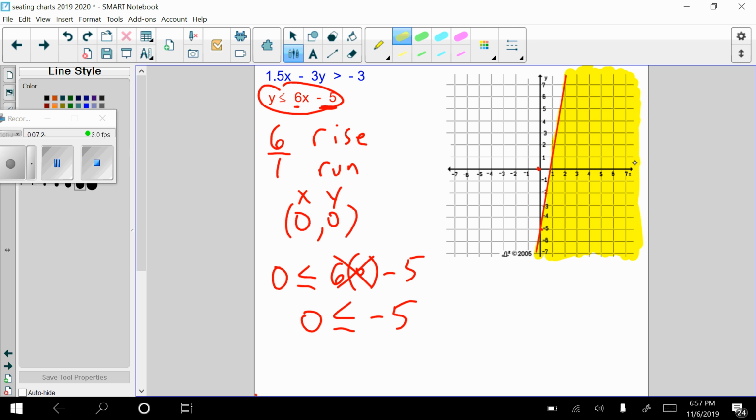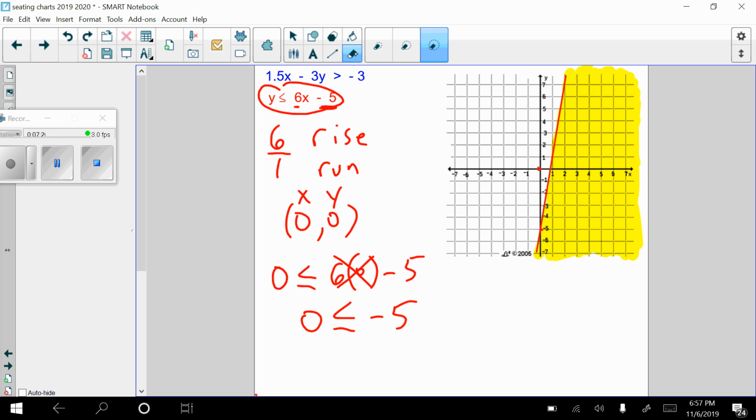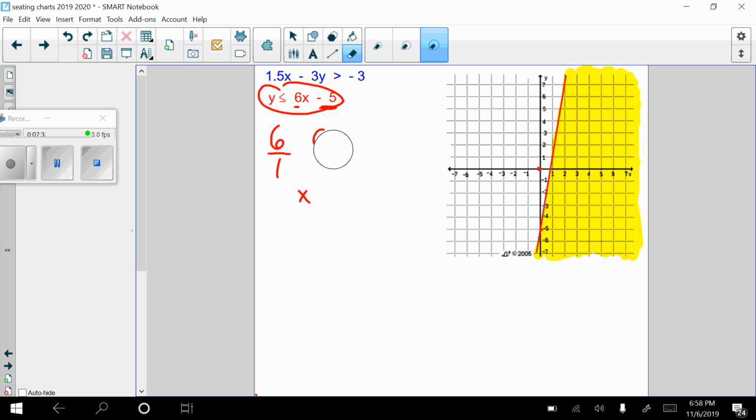Now I'm going to go ahead and get rid of all of this work that I just did. I did one line. It's going to be a little tough to get rid of this, but I'll do my best. That's close enough. Actually, I can erase right over that since I typed in.